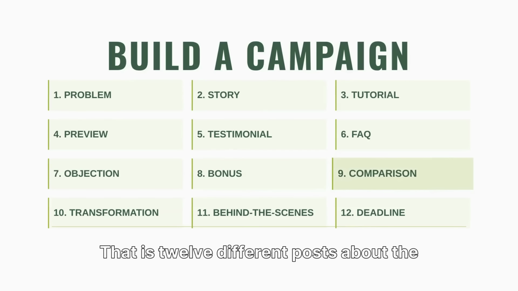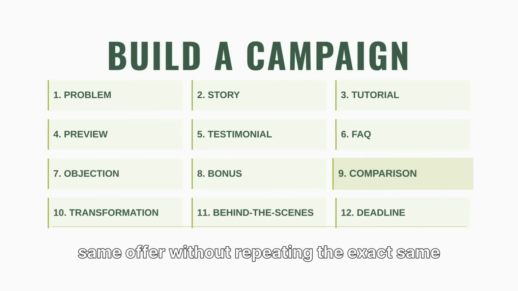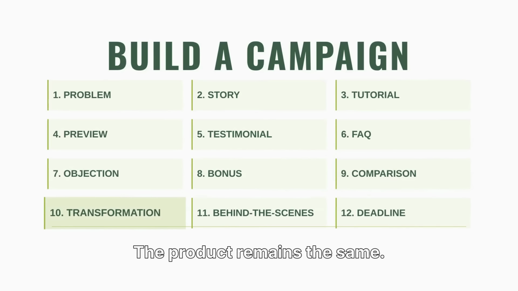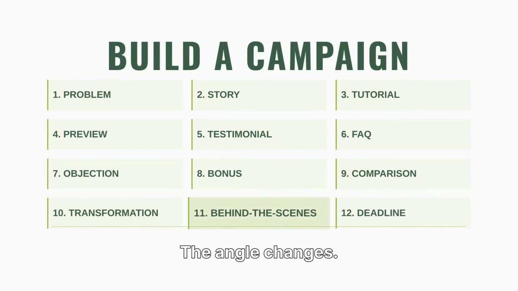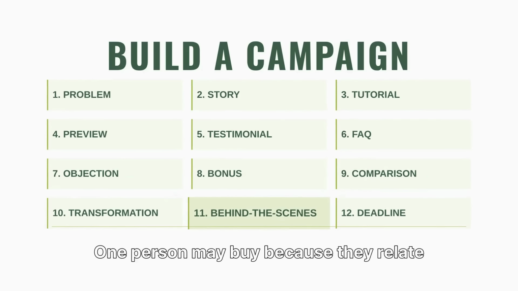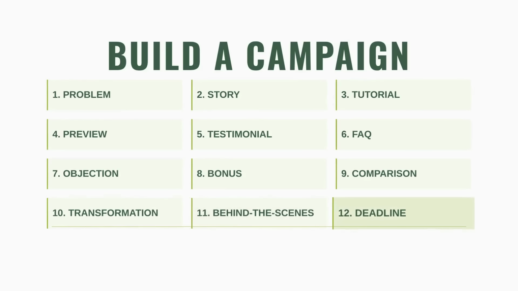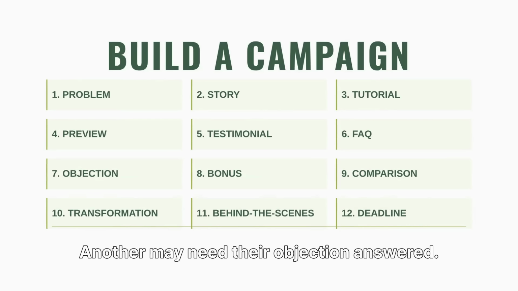That is 12 different posts about the same offer without repeating the exact same message. The product remains the same, the angle changes. One person may buy because they relate to your story. Another may need to see the product demonstrated. Another may need proof. Another may need their objection answered. Another may simply need a deadline. Selling from multiple angles gives different buyers the information they need.